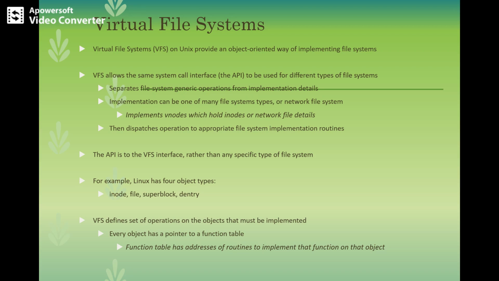The first layer in the file system interface is based on open, read, write, and close calls. Linux has four object types: inode, file, superblock, and dentry. These are the four object types that Linux can provide.